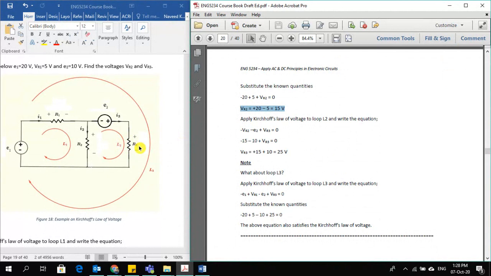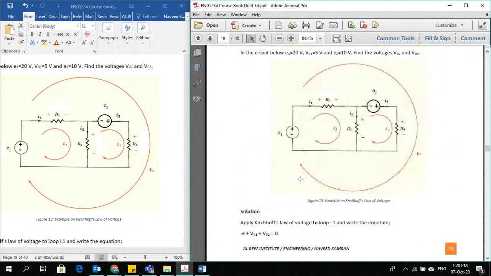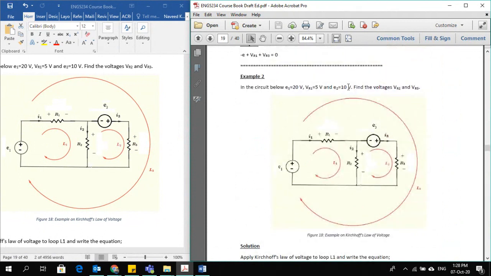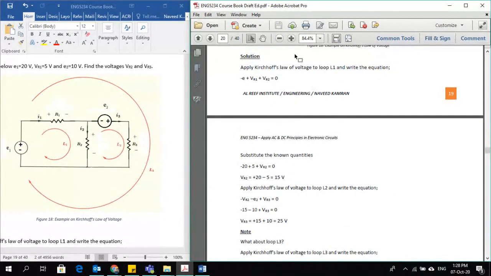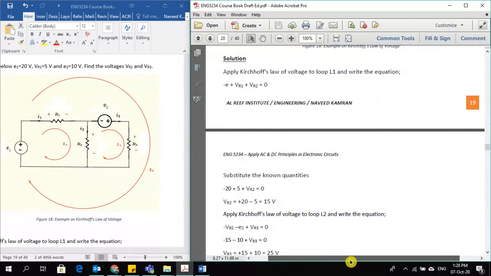Now we still have to find the voltage on resistor R3, which is called VR3. I will repeat this step again. We have to find two voltages, VR2 and VR3. So this is my solution. VR2 is the voltage on this resistor. Let's only talk about VR2 now.